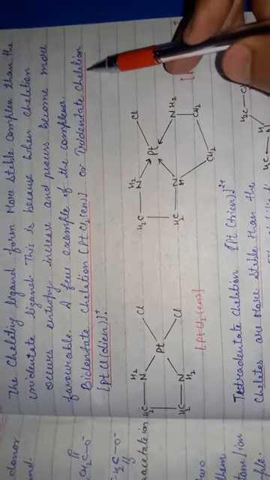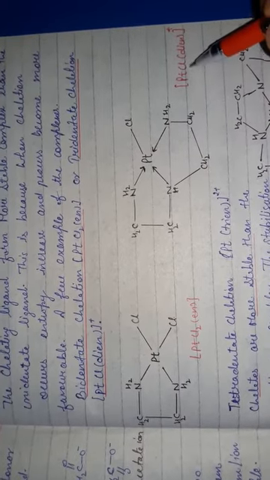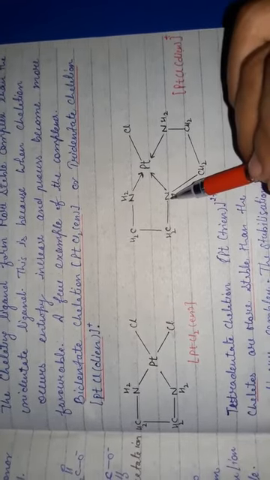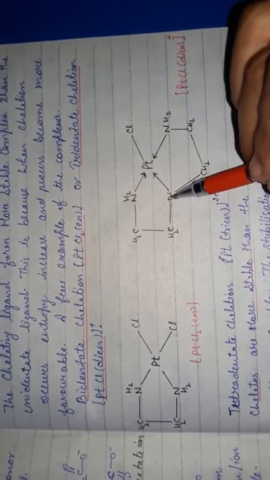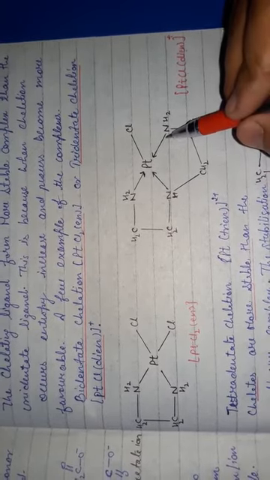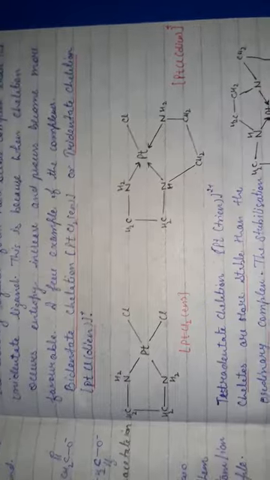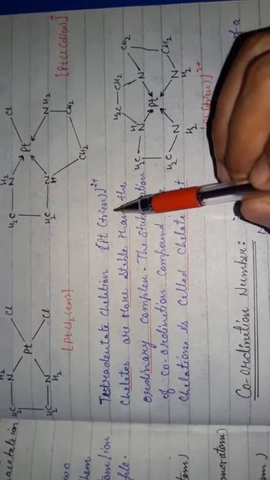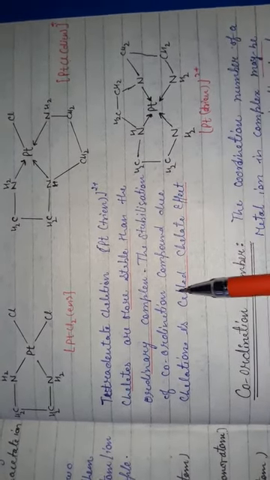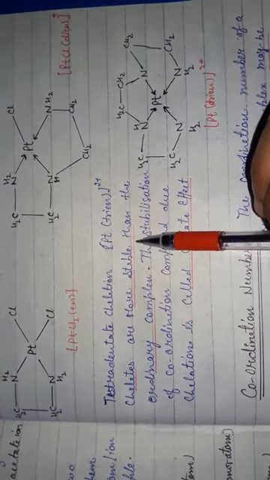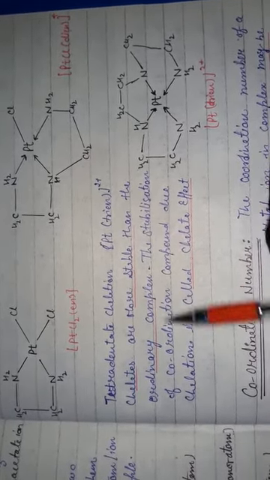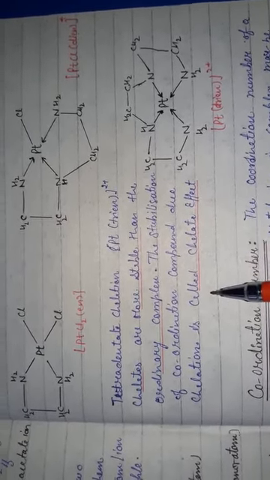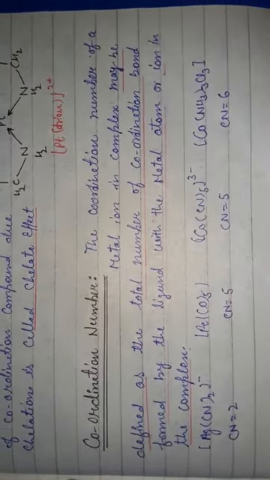Similarly, in tridentate chelation, chlorine is attached and this is also a chelating ligand because it donates electrons to the central atom. Similarly in the case of tetradentate, you can see here, the chelates are more stable than the ordinary complex, and the stabilization of a coordination compound due to chelation is called the chelate effect.